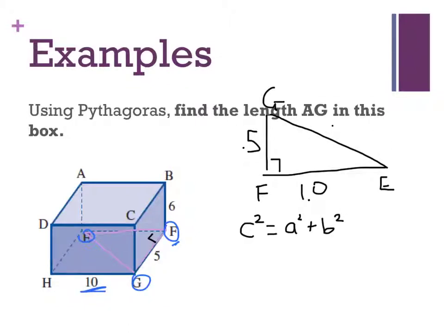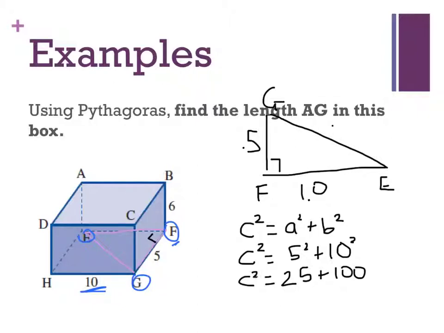Okay, I'm looking for G to E, which is the hypotenuse. So c squared equals 5 squared plus 10 squared. Okay, so what's the answer for 5 squared? 5 squared is 25, 10 squared is 100. So it's 25 plus 100. So c squared equals 125.